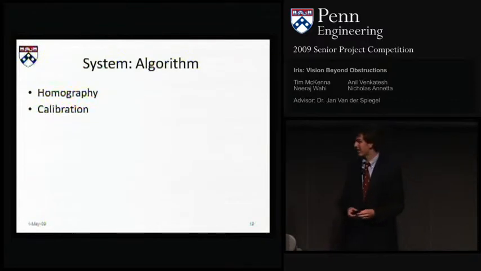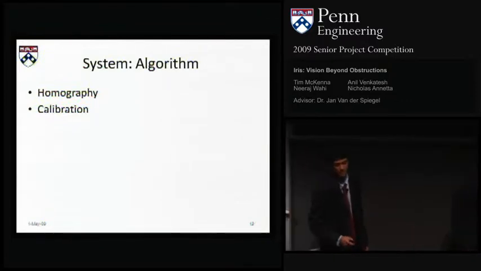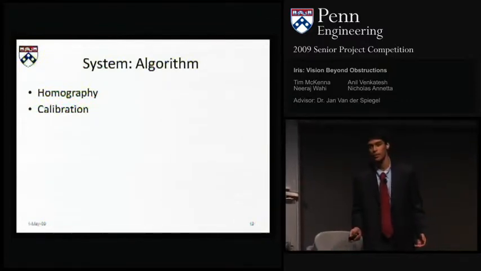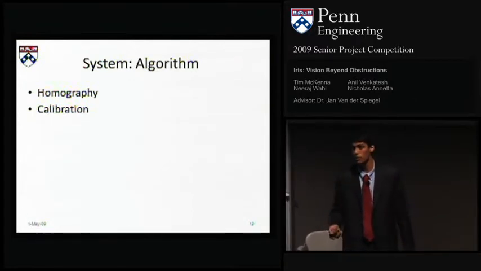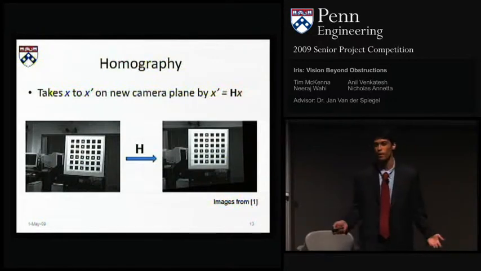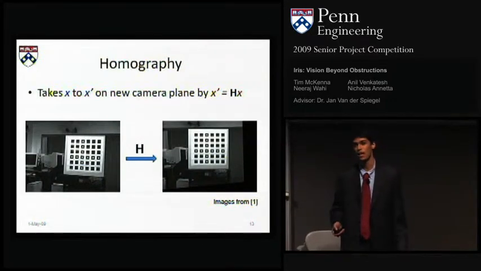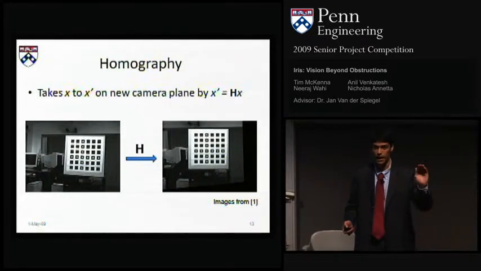What's the magic? What makes all of this work? Thanks, Tim. The synthetic aperture algorithm has two main phases, homography and calibration. I'll talk about homographies first. What is a homography anyway? It's from projective geometry. It's a transformation from a camera.